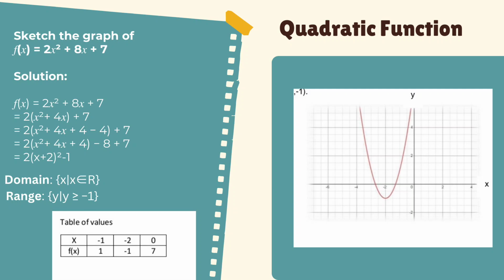So para mahibalaan nato ang graph ani nga function, let's have the table of values. So for our x, we have negative 1, negative 2, and 0. So gamiton nato tong standard form, imuhang i-substitute ang value ni x. So we now have the f of x: 1, negative 1, and 7. So mauna ni siya ang ma-form na graph out of this given function.